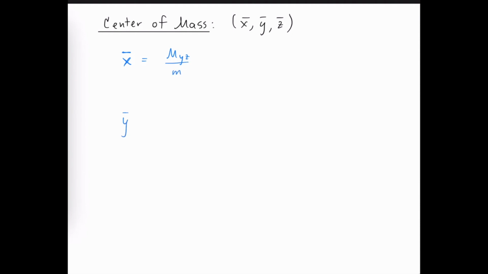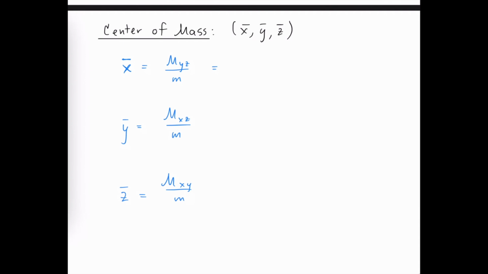The y-coordinate of the center of mass is going to be calculated by the tendency to rotate about the xz plane divided by the total mass. And the z-coordinate of the center of mass is going to be measured by the tendency to rotate about the xy plane divided by the total mass. The moment about the yz plane was 8/7. The total mass was 16/5, so our x-coordinate turns out to be 5/14.